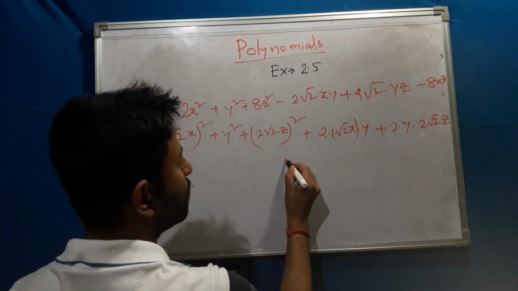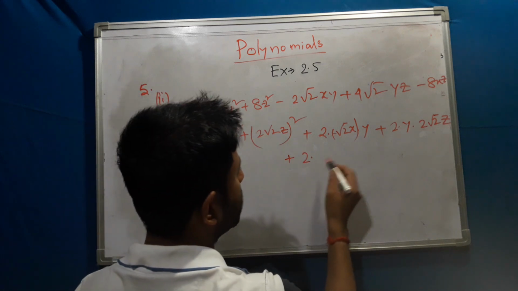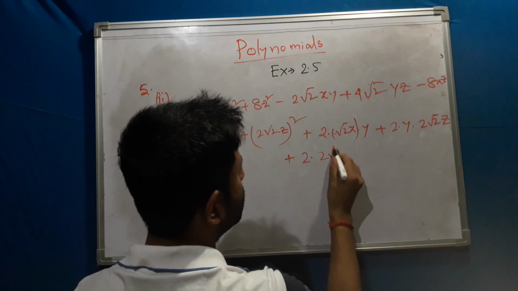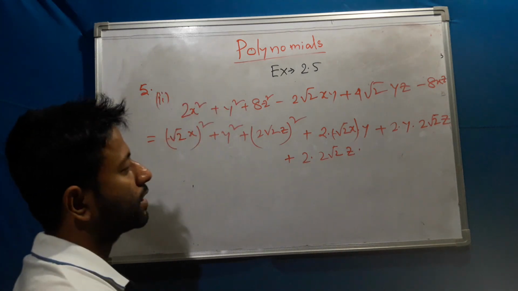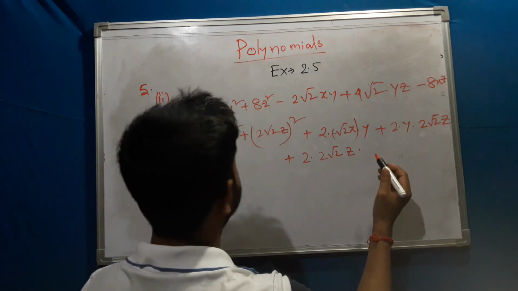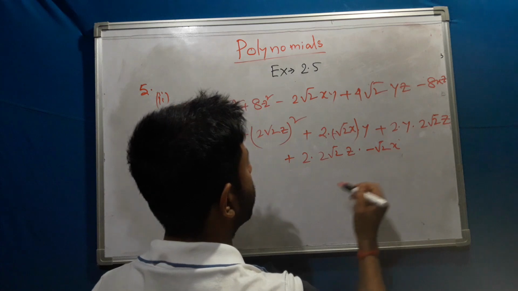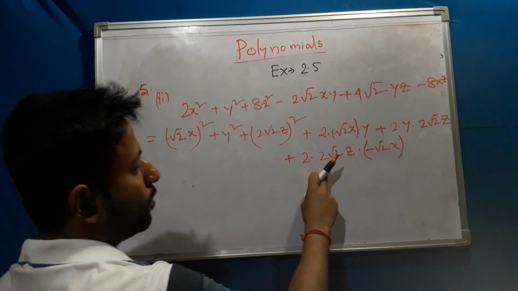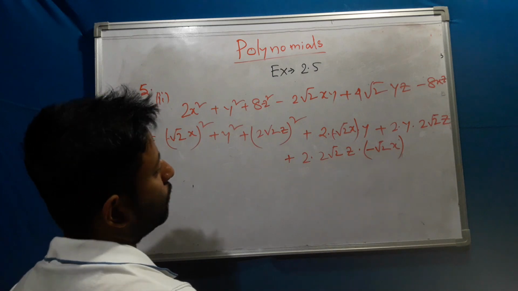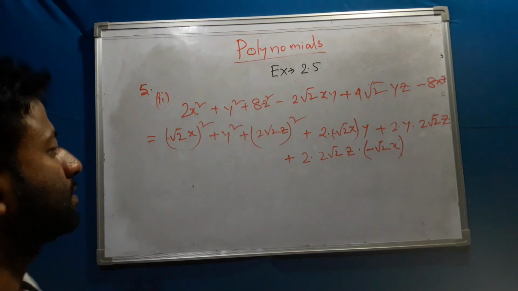And the third one will be 2 into zx. So z means 2 root 2 into z, and x means what? Minus root 2 into x. So 2 to the 4, there will be 2. So 2, 4 to the 8. So minus 8 xz. Okay.